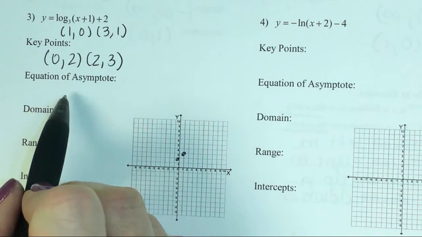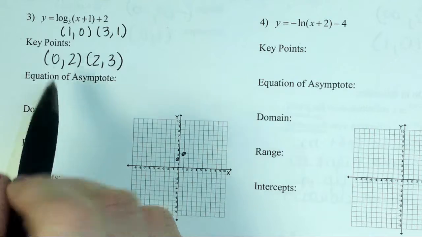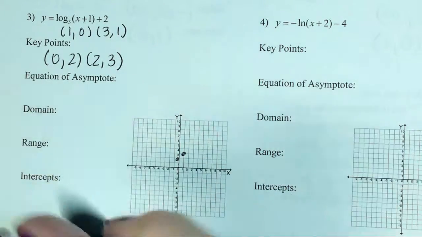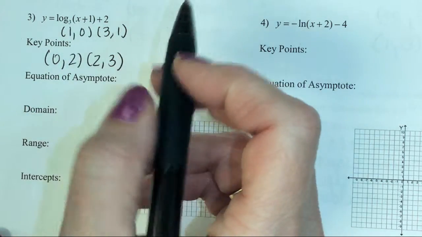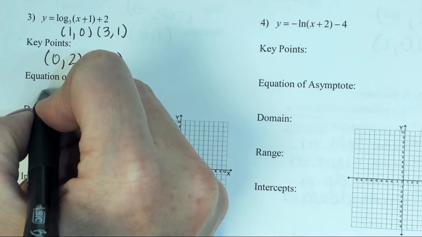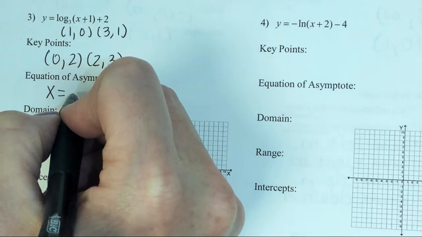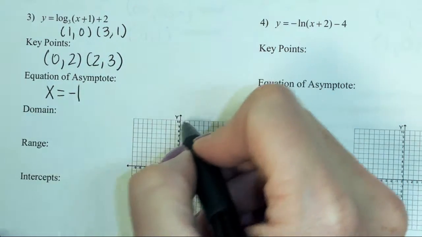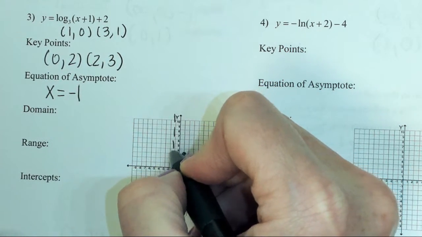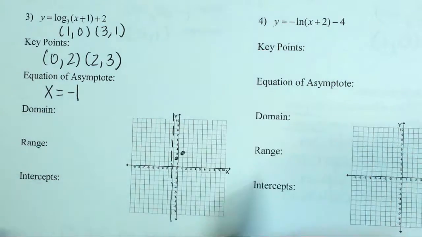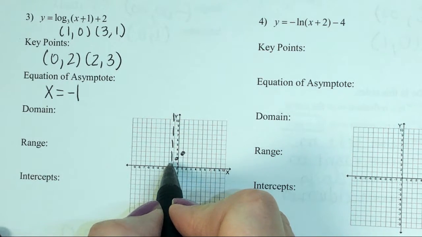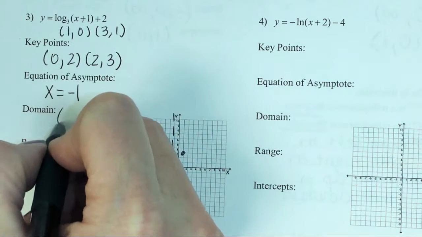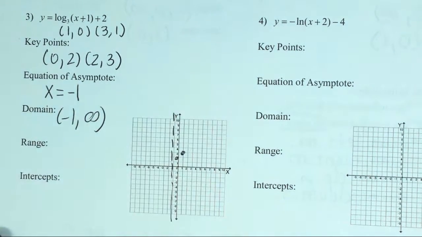What are the asymptotes normally for logs? Not y equals 0, but x equals 0. But I have to shift it to the left 1. So instead of it being at x equals 0, it's going to be at x equals -1. So we got that. The domain now, the x's I can use: the first x that I come to has to be a little bit larger than -1.